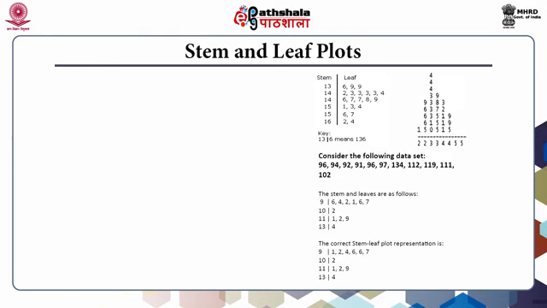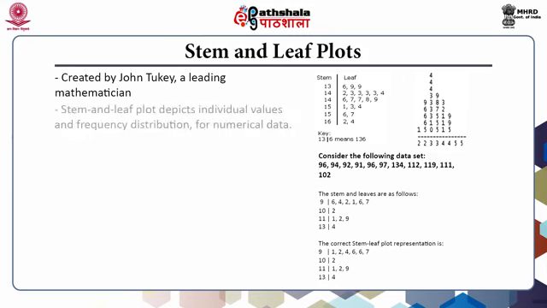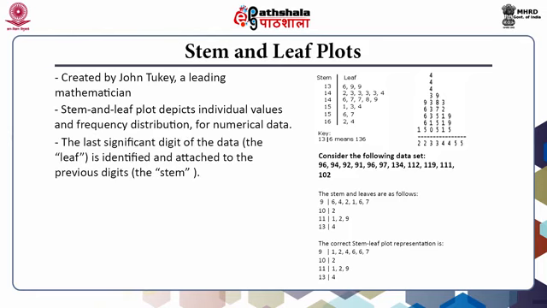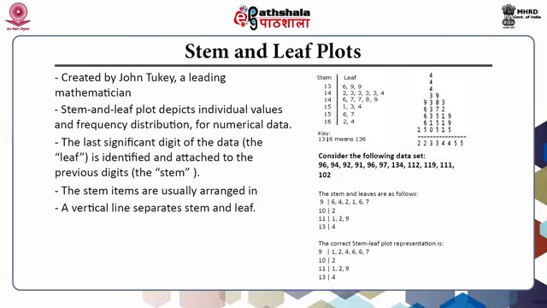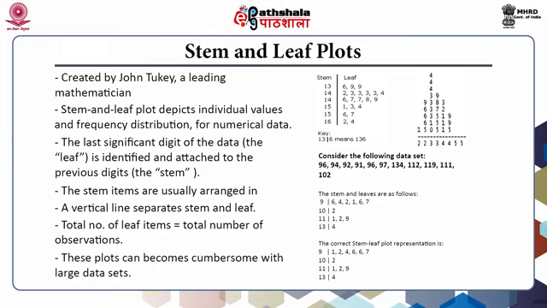Stem and leaf plots. This was created by John Tukey, a leading mathematician. This plot depicts individual values and frequency distribution for numerical data. The last significant digit of the data, the leaf, is identified and attached to the previous digit, which is the stem. The stem items are usually arranged in ascending or descending order vertically. A vertical line separates the stem and leaf. Total number of leaf items equals the total number of observations. These plots can become cumbersome with large data sets.